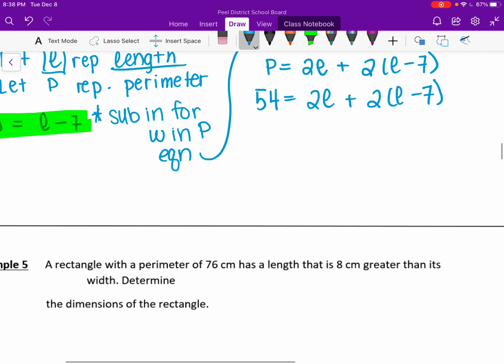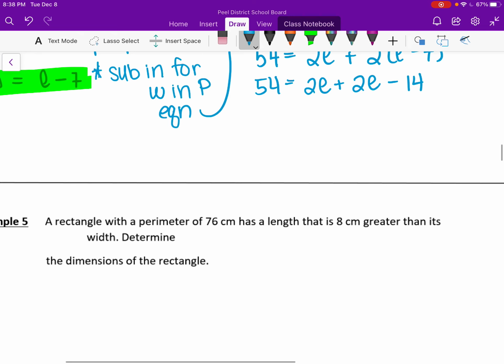So I'm going to go here and I'm going to say 2L. I'm going to leave it as is. I'm going to distribute this 2 in, minus 14, equals 54. And I'm going to use my balance method to solve for that. First, I'm going to collect like terms. 54 is equal to 4L minus 14.